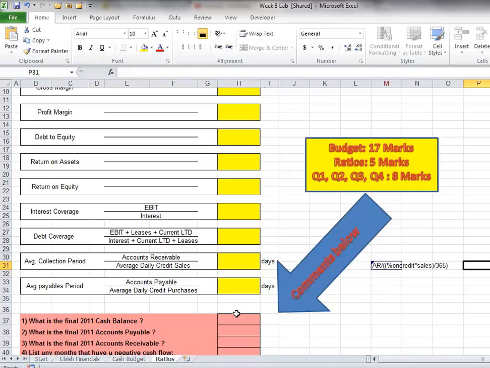And cash balance, these are the big questions. What's your 2011 cash balance? What's your accounts payable, i.e. things you haven't paid for yet at the end of the year, so the end of December. And much more tricky is the accounts receivable. How much are you owed at the end of the year? And list any months with negative cash flow. Not negative cash balance, but negative cash flow. All right, and that's about the size of it.